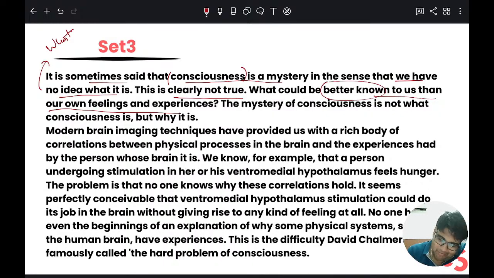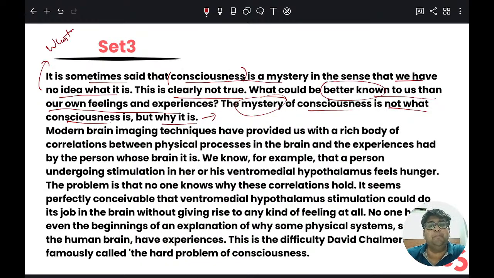Now we are coming to the mystery. What is the mystery? The mystery of consciousness is not what consciousness is, not regarding what in real life consciousness is, but why it is. Why are we conscious? It's not the real details of how consciousness works. We are not worried about that. We are worried about why it is. We don't know that. Fine.